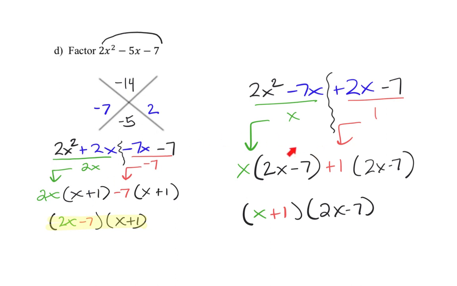So when you compare these two methods, I got the answer as the same. The only difference was with the factors ordered this way, the common binomial factor was x plus 1. If I switch the order of the factors, the common binomial factor ends up being 2x minus 7. So either way you order these numbers, your final answer should be the same.